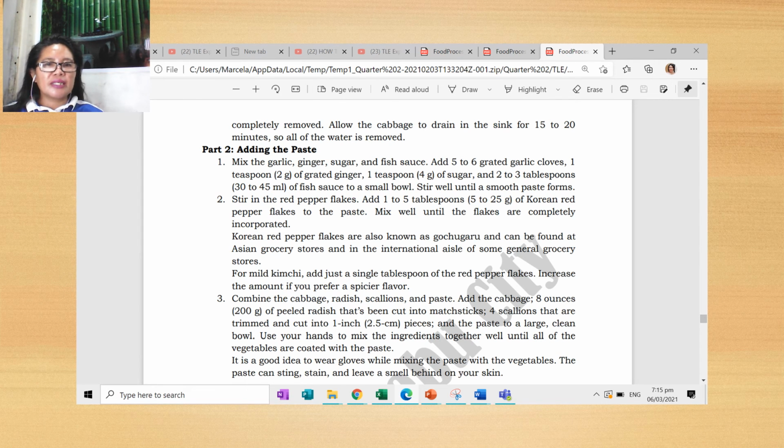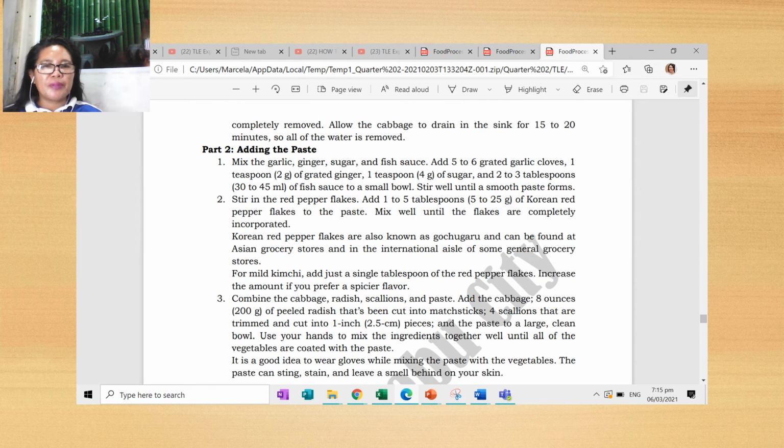Mix the garlic, ginger, sugar, and fish sauce. Add 5 to 6 grated garlic cloves, 1 teaspoon or 2 grams of grated ginger, 1 teaspoon or 4 grams of sugar, and 2 to 3 tablespoons (30 to 45 ml) of fish sauce in a small bowl. Stir well until a smooth paste forms.